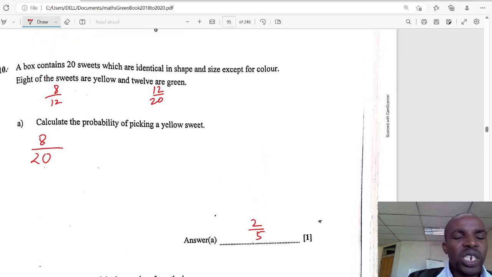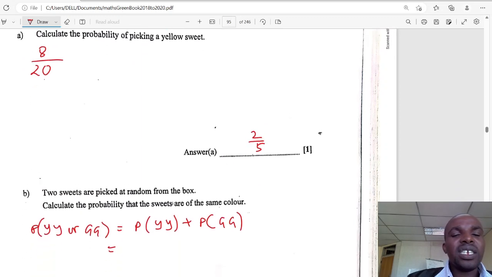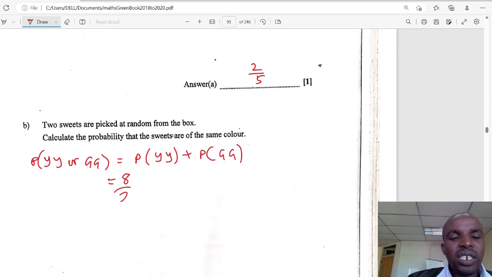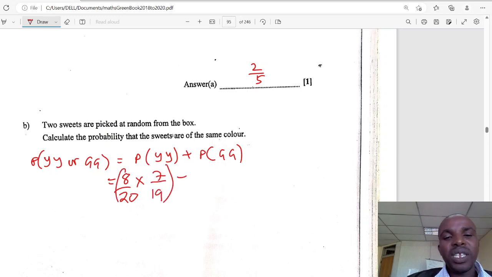So without replacement, if the first is yellow, the probability of a yellow is what? You take the total, which is 8 over 20, times, if I have picked one of the yellow, then if I am to pick for the second time, the yellows will be reduced by 1, they will be 7. And the total number will be 19, also reduced by 1. Then plus the green, they were 12. If I'm to pick for the first time, there are 12 green over 20. Then if I'm to pick for the second time, I have picked one green, the greens used to be 12, now they are 11. Then the total number, since I have removed 1, is now 19.